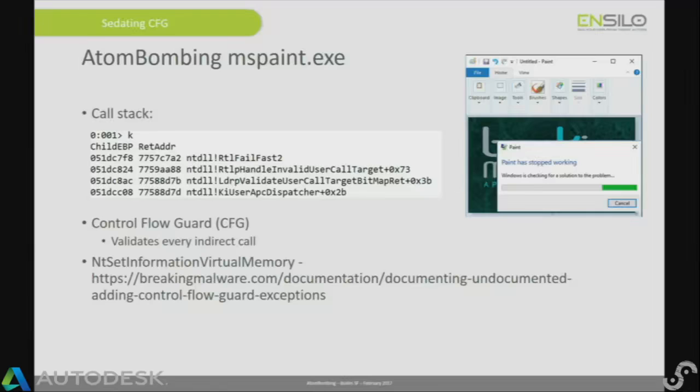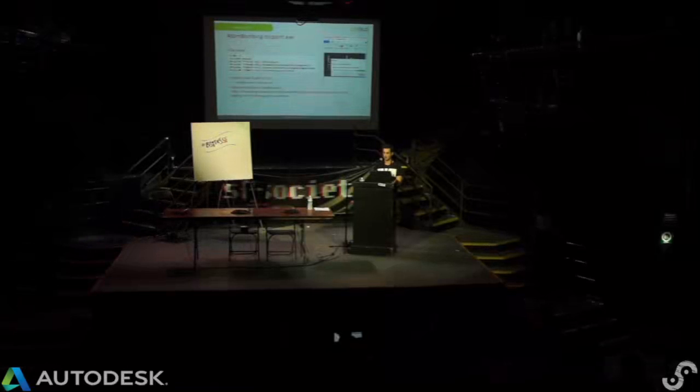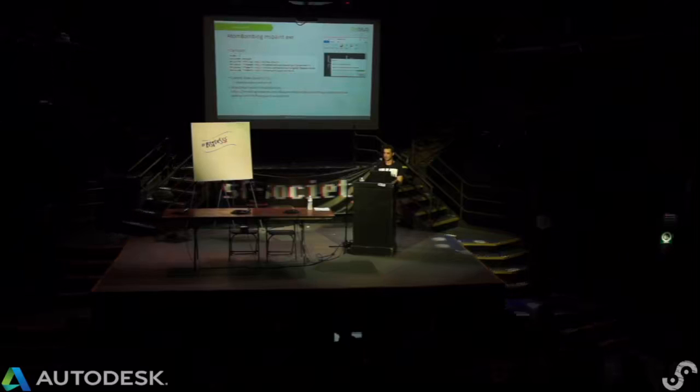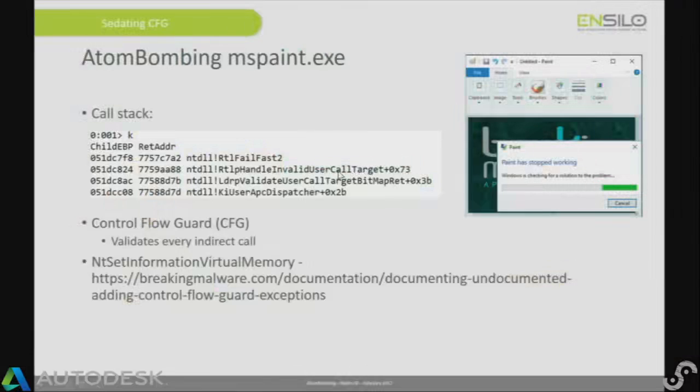Now, as for processes that are protected by Control Flow Guard, of which MS Paint is an example, if we try to inject code into MS Paint, we can see that MS Paint crashes. And if we take a look at the call stack, we can see that what causes the crash is a call to RtlpHandleInvalidUserCallTarget, which is a function that belongs to Control Flow Guard. And basically how Control Flow Guard works, it's a new mitigation technique introduced in Windows 8.1 and Windows 10. And it checks and validates every indirect call.